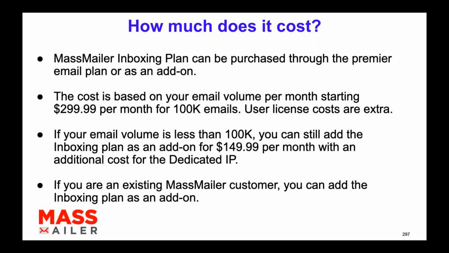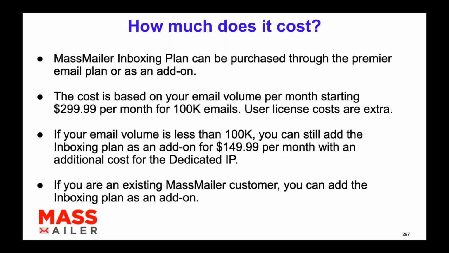We have detailed pricing on our website. If you go to massmailer.io and click on the pricing tab, you will see all the pricing tiers that we have. But what if your email volume is less than 100K? You can still add the inboxing plan as an add-on, just for $149.99 per month, with an additional cost for the dedicated IP address. You have to have a dedicated IP address. We can always work with the pricing based on your email volume per month. We can give you a quote based on that.